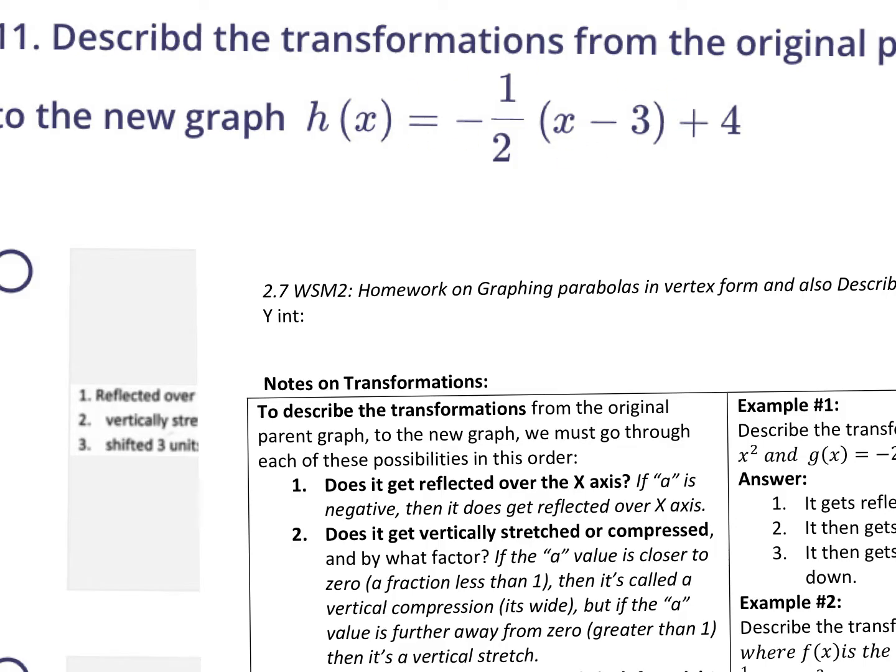Once again, what are the different transformations? It gets reflected over the x-axis. It gets vertically compressed by 1/2. It gets shifted 3 to the right and 4 up. Okay?